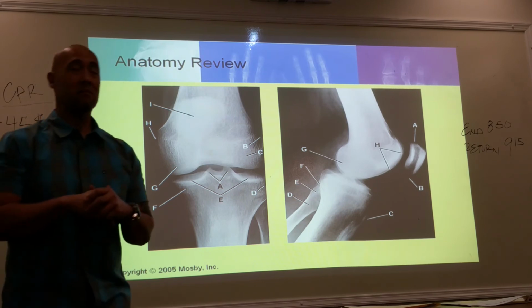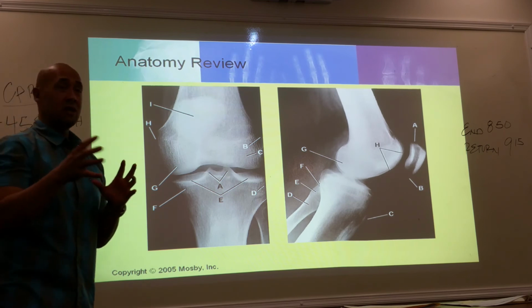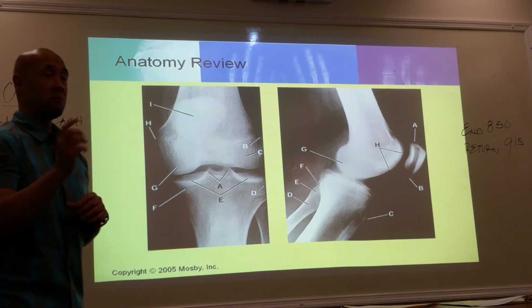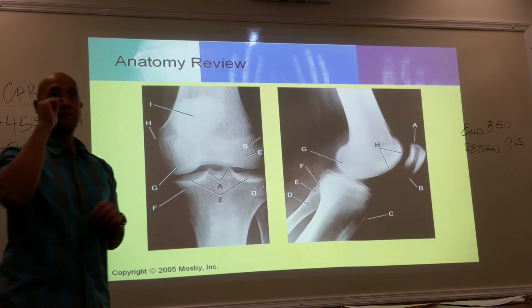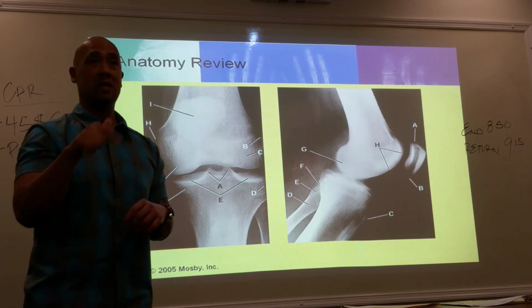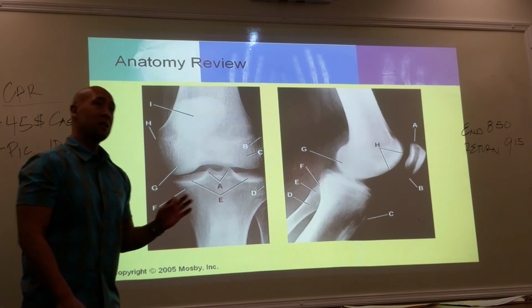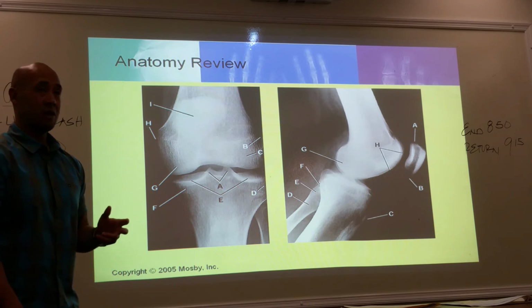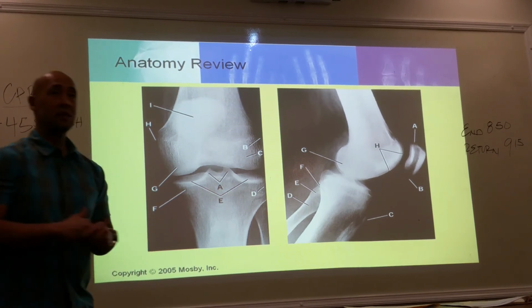Okay, I'm going to back up a little bit here. In the femur, you have two condyles, a medial and a lateral. Just like in the ankle, where the fibula is lower than the tibia, the medial condyle is going to be lower than the lateral condyle.